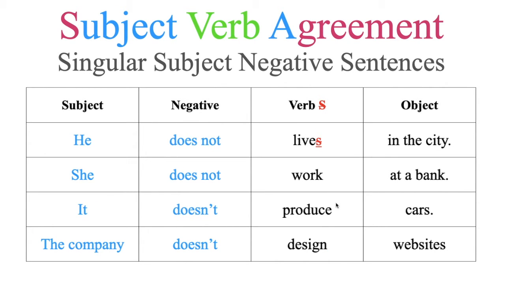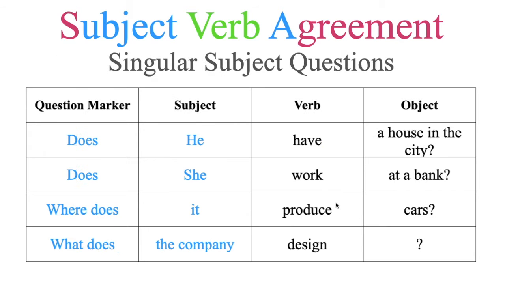Let's look now at the question. And don't forget, guys, you can just pause the video if you want to study these tables in more detail. Here are the questions, and how to make a question. Does he have a house? Does she work at a bank? Where does it produce, and what does the company design? Again, when we're making a question, the verb has no S at the end, and that's important to remember too.